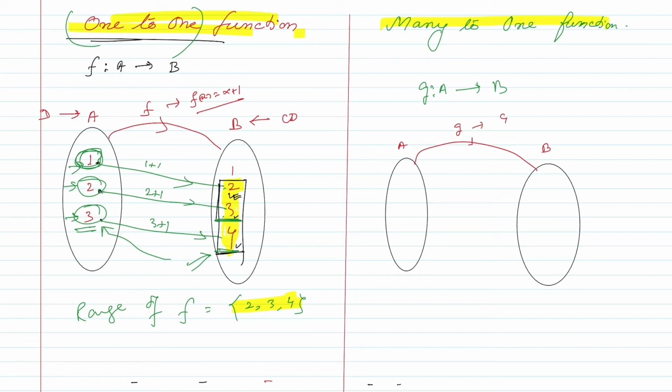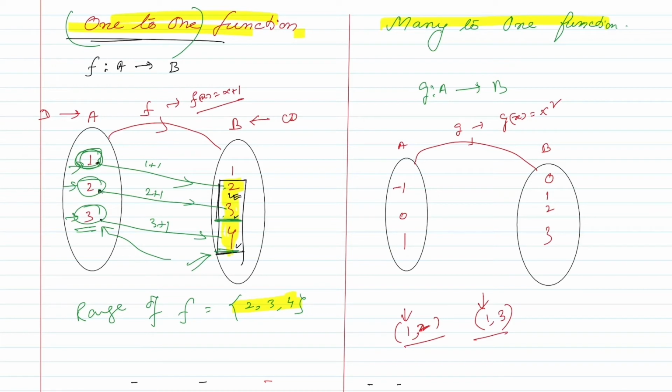Suppose g(x) is equal to x squared, and set A contains, suppose, -1, 0 and 1, and it maps to, suppose, 1, 2, 3. Now we know that a function cannot have such ordered pairs. Suppose (1, 2), then again (1, 3). Here their first components are the same, so they cannot belong to one function.